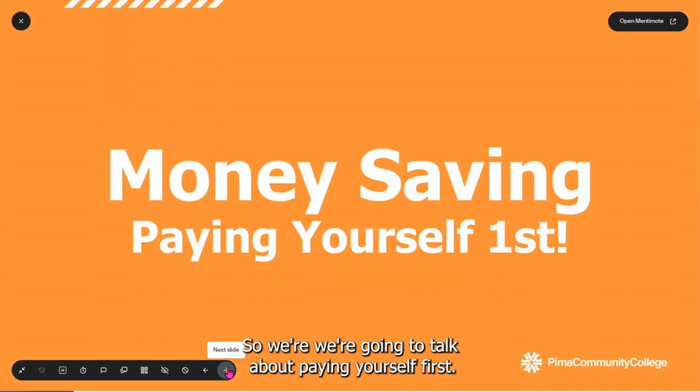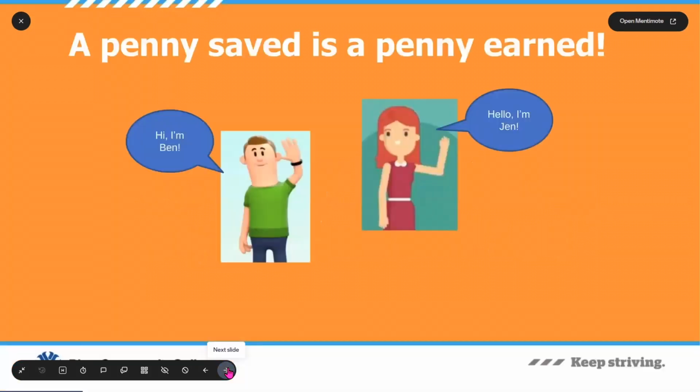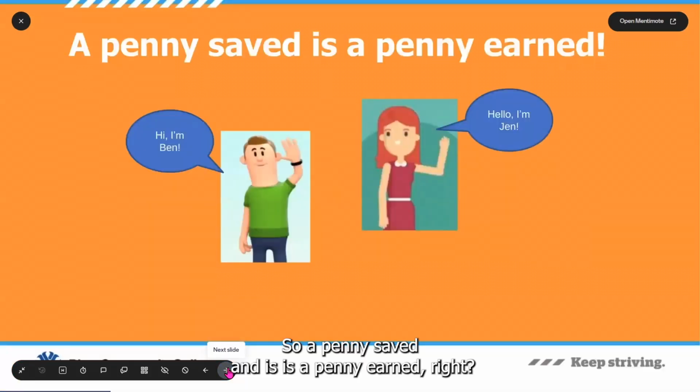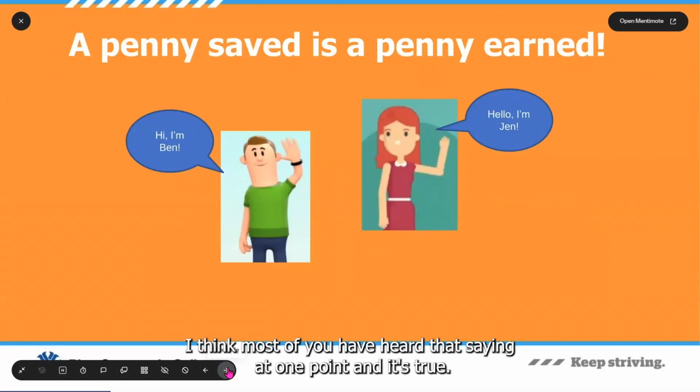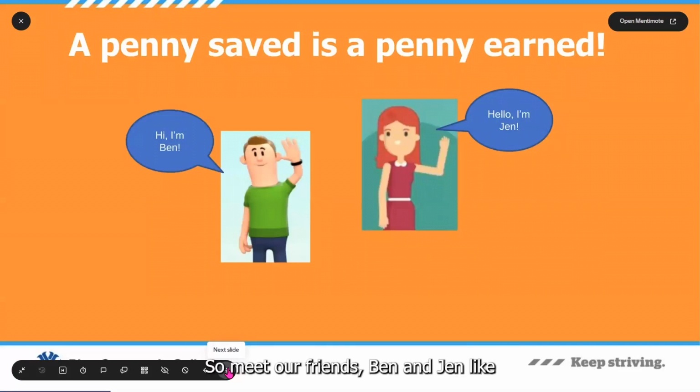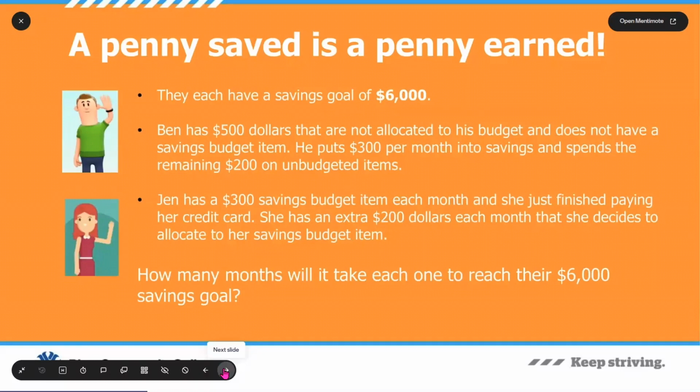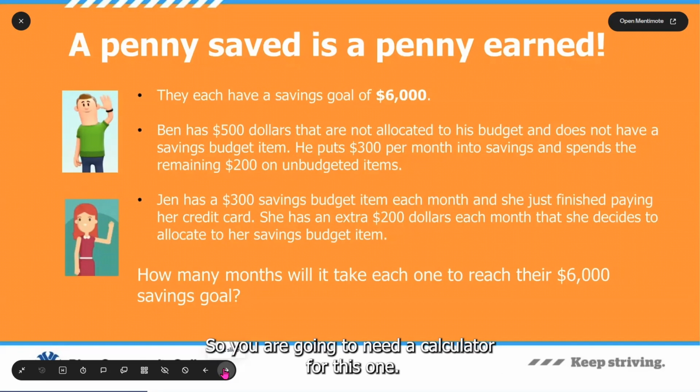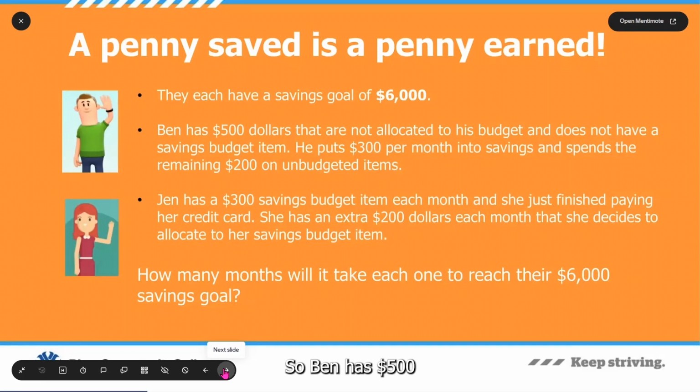So we're going to talk about paying yourself first. A penny saved is a penny earned, right? I think most of you have heard that saying at one point, and it's true. So meet our friends Ben and Jen, our couple here. We're going to do a little scenario. They each have a savings goal of $6,000. You are going to need a calculator for this one, okay? So Ben has $500 that are not allocated to his budget.